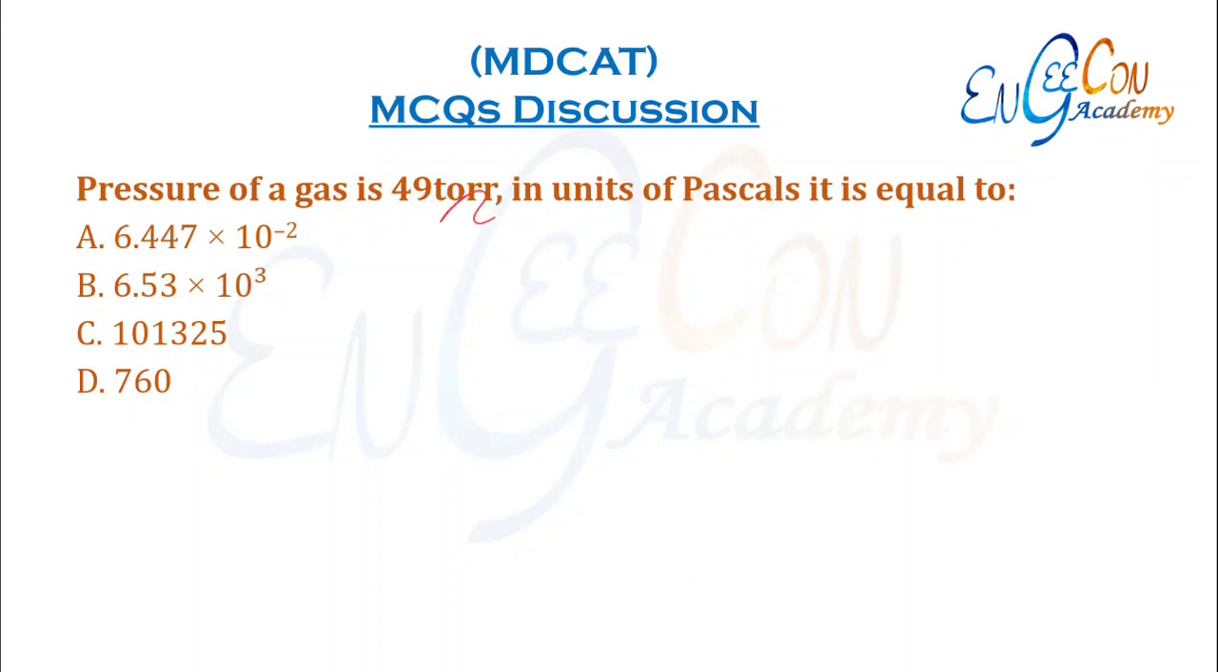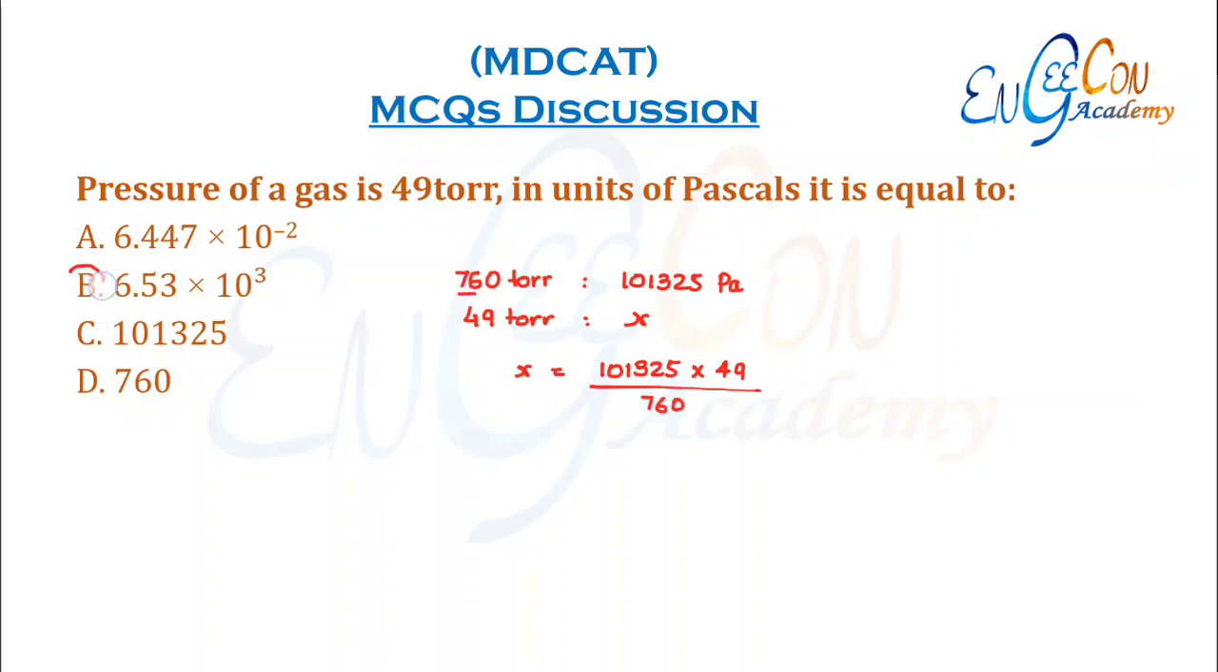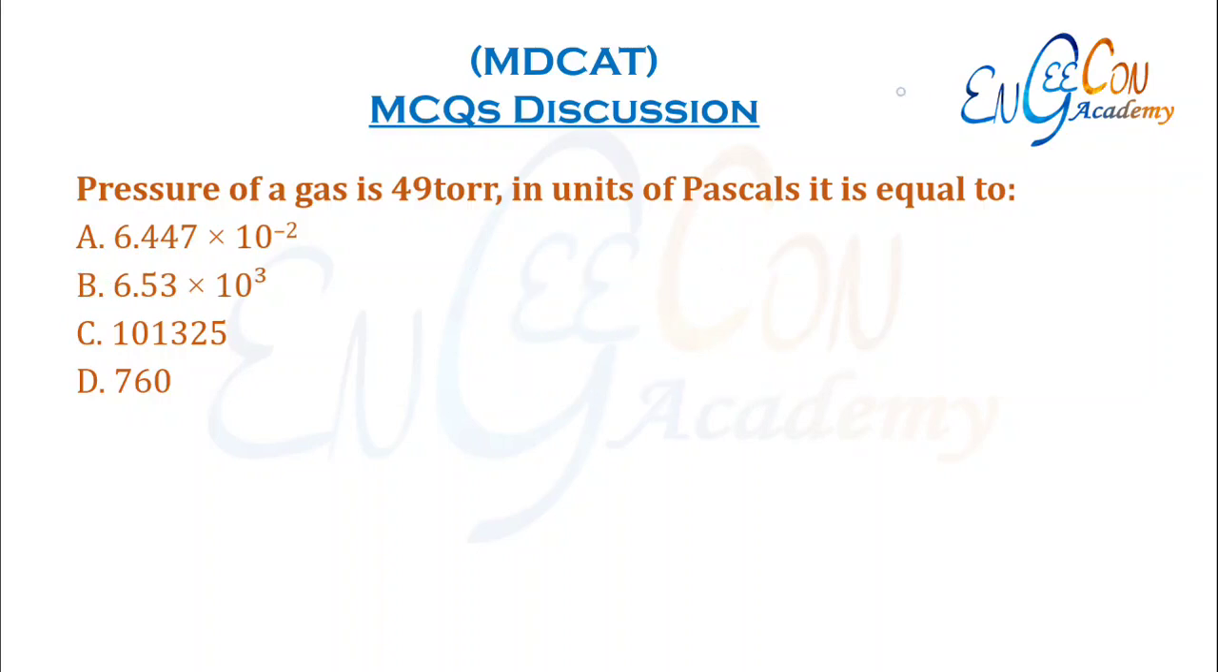Pressure of a gas is 49 torr. Its units in pascals is equal to, so we have simply 760 torr or 1 atmosphere is equal to 101325 pascals. Now we have 49 torr, so 49 torr is equal to x pascals. So this x is equal to 101325 multiplied by 49 divided by 760. So we get 6.53 into 10 raised to power 3.